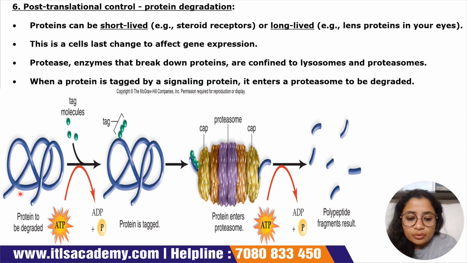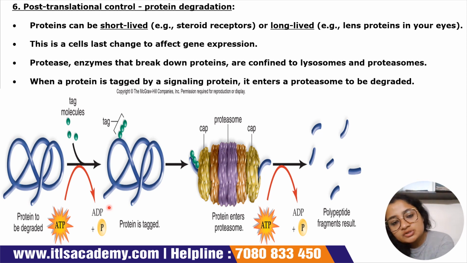So this is the protein, for example, which needs to be degraded. What will happen? The tag molecules will come along because they need to go and tag the protein, isn't it? And along with that, there will be ATP conversion because it is an active process. Active process means a process which will need some amount of energy.